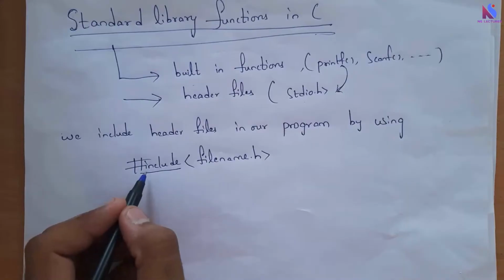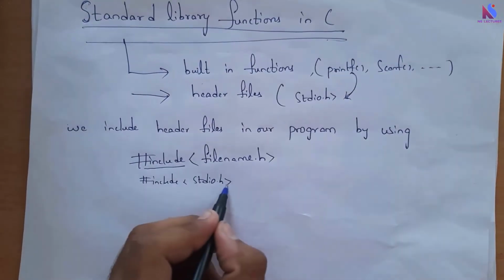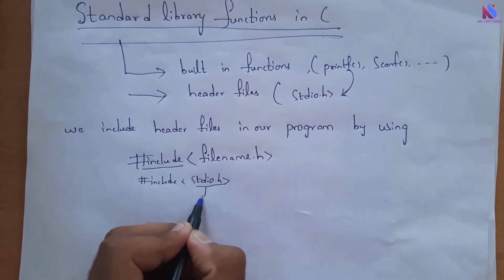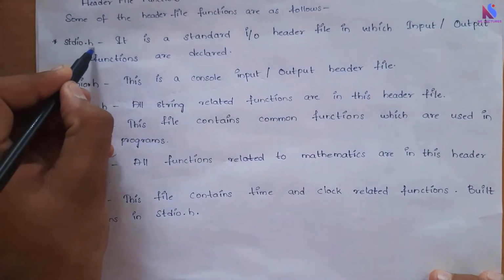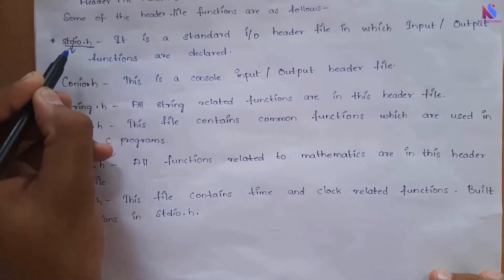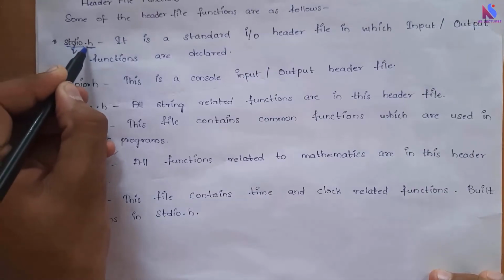For example, hash include stdio.h. This stdio.h is the standard input output header file. These are some of the header files. First one is stdio.h, where stdio stands for standard input output dot header file.